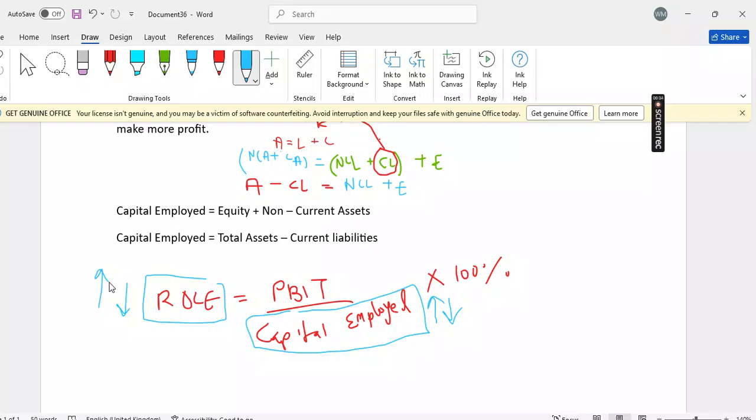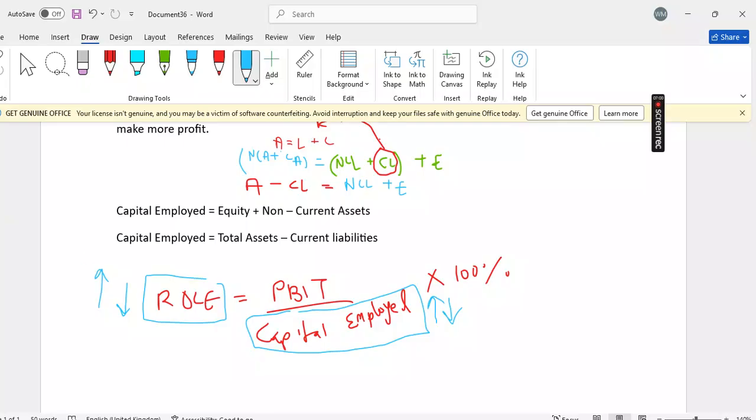Especially, for example, if you're paying off your non-current liabilities, that is reducing your capital employed. You're paying off your debts. This is helping your profitability because you're not having too much tied up in debts. As you pay off the debts, you start having more free money which you can use for other things.